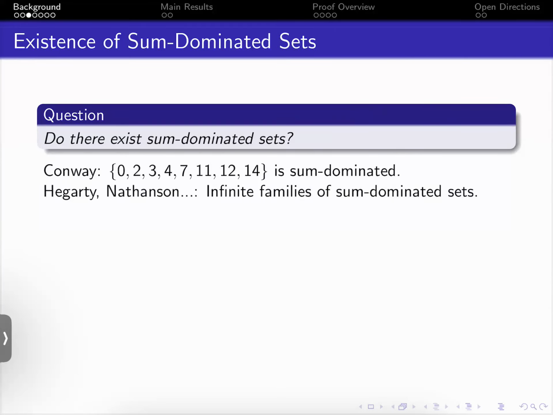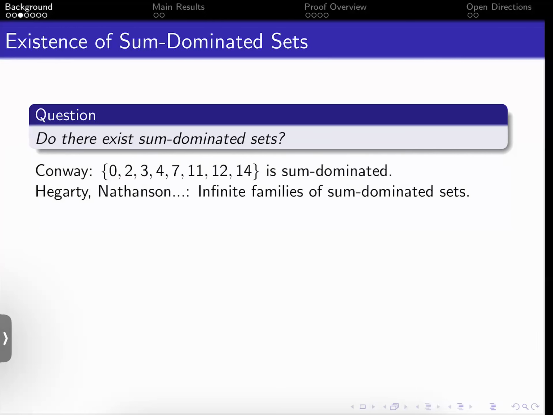There are lots of different constructions. You can make infinite families. Unfortunately, we don't have an infinite family construction that has the density of what we expect it to be. And I'll say a little bit more about that in a moment.